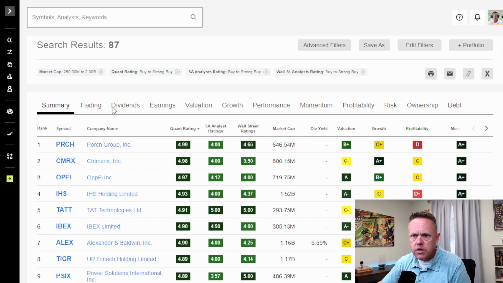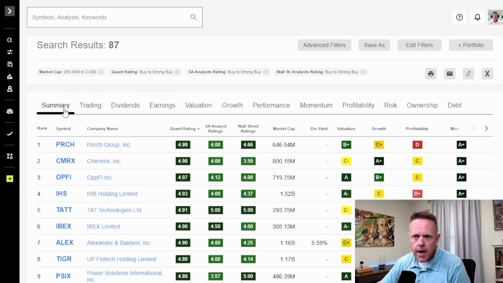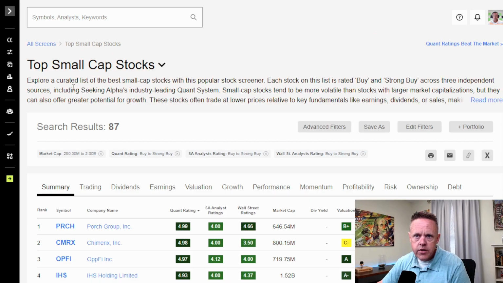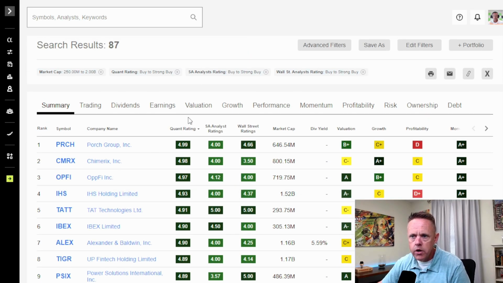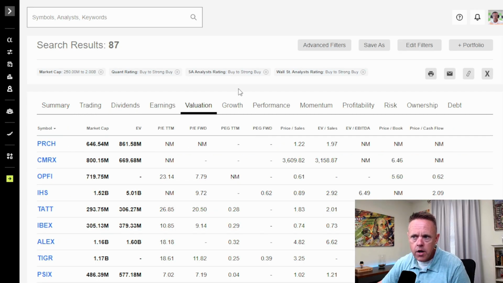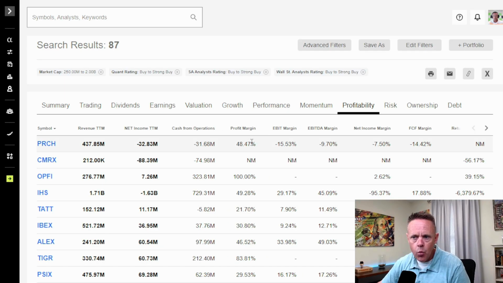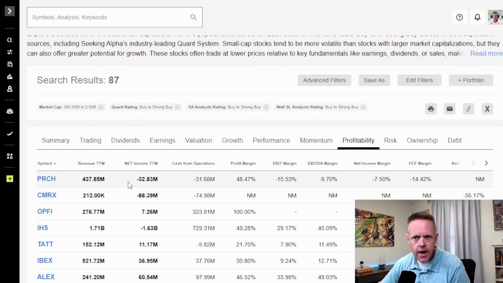But what I did is I made 3 CSV files. We have all these tabs up here of data for Seeking Alpha's top small cap stocks. What I'm looking for is raw data to upload to ChatGPT and ask it some questions. So behind the scenes, I took valuation, growth, and I believe profitability. To capture each of these tabs, it's a separate download.